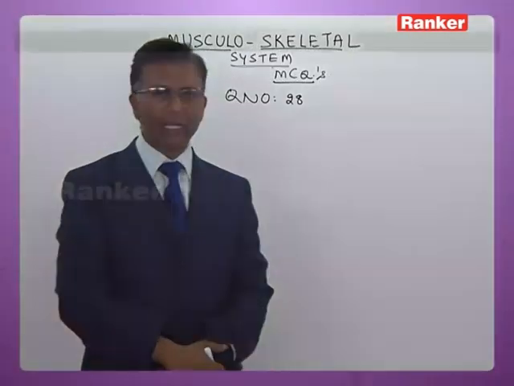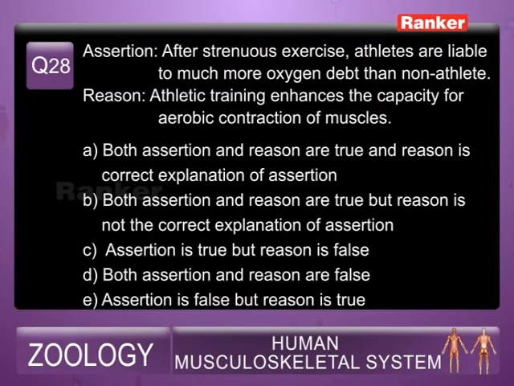Question 28 is here for you students. Assertion: after strenuous exercise, athletes are liable to much more oxygen debt than non-athletes. Reason: athletes' training enhances the capacity for aerobic contraction of the muscle. A. Both assertion and reason are true, and reason is the correct explanation. B. Both assertion and reason are true, but reason is not the correct explanation. C. Assertion is true, but reason is false. D. Both assertion and reason are false. E. Assertion is false, but reason is true.